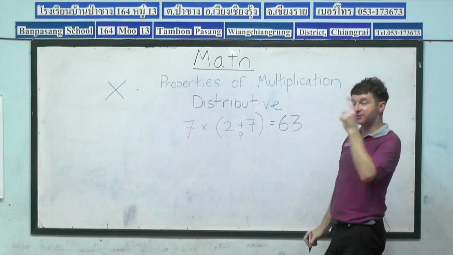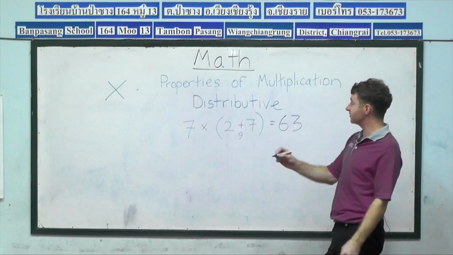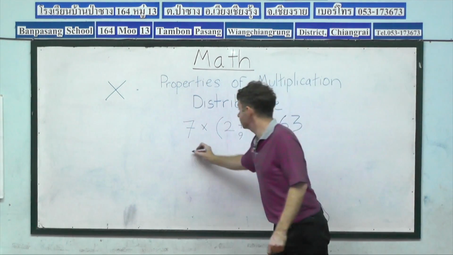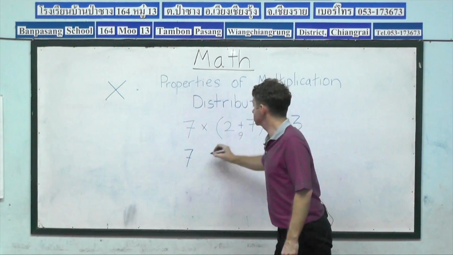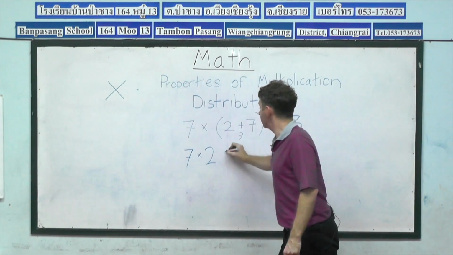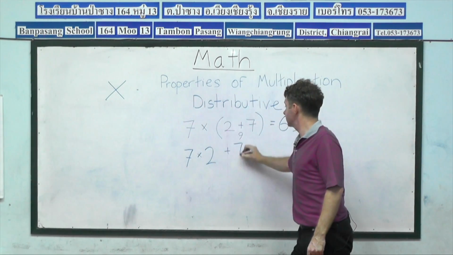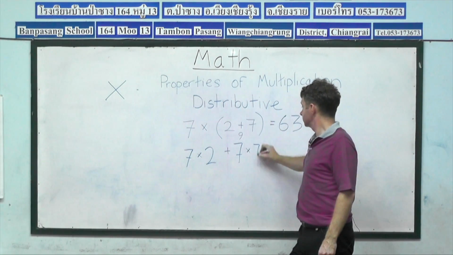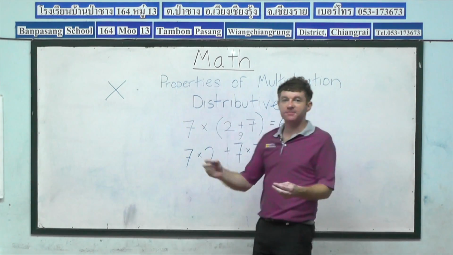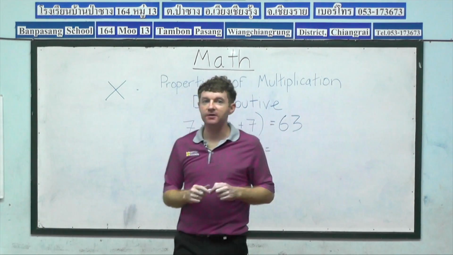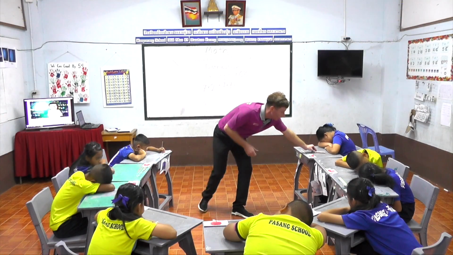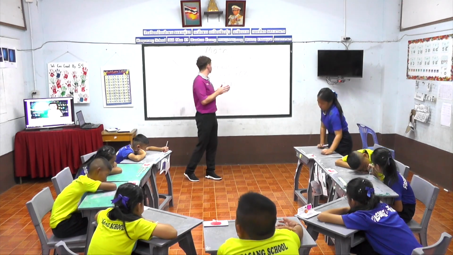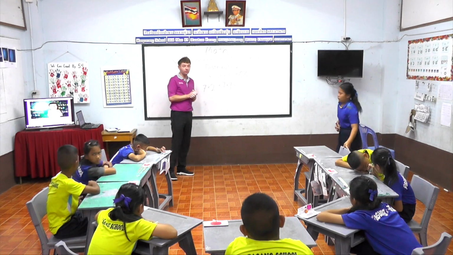Okay, but there's a second way that we can work out our distributive property. What we can do instead is we can just take the 7, times it by the 2, and then the 7 again, and times it by 7. So let's see who can come forward and work out this problem for me. I know Lakgau has the pen. Lakgau can come and work out the distributive property for us.